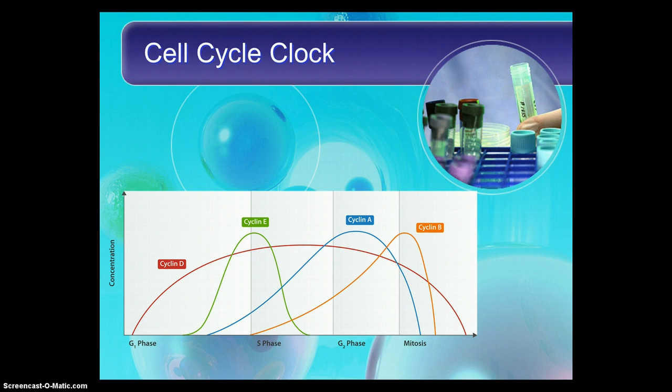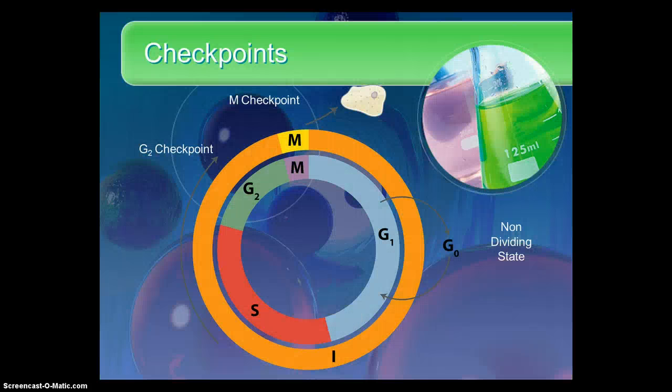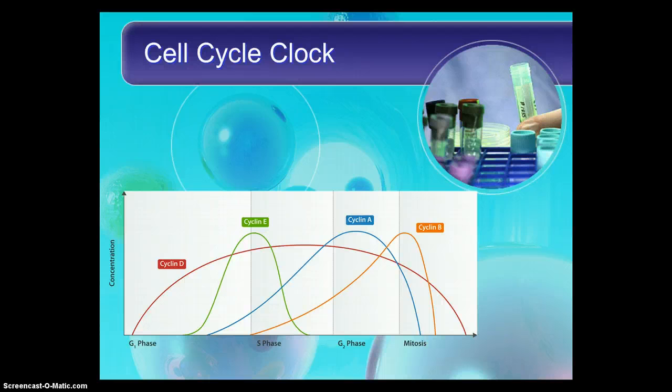Okay, next we have the cell cycle clock, which is very intertwined with cyclin-dependent kinases, which are enzymes that are attached to proteins. As shown in this graph right here, cyclins are very intertwined with the cell cycle, as shown around here. The different cyclins control different parts of the cell cycle.